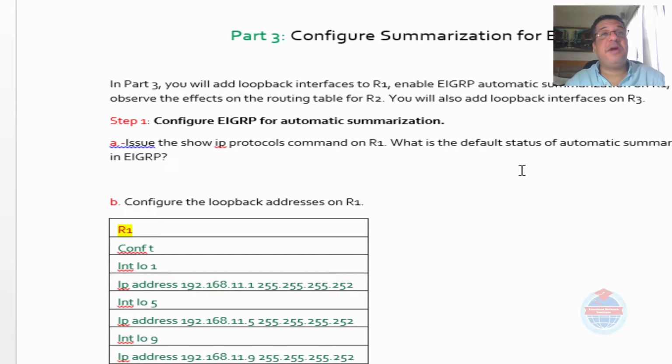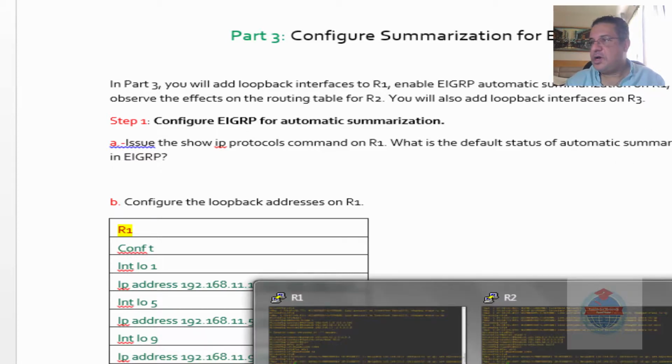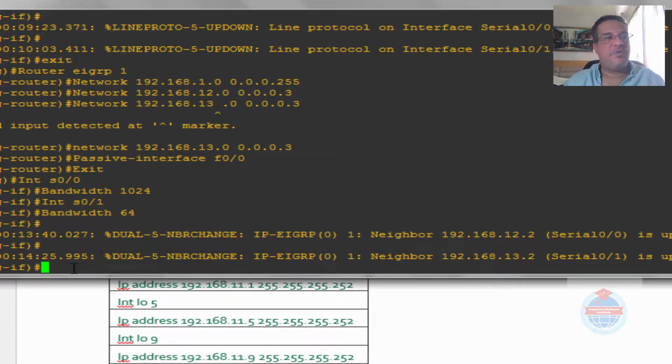Part 3, configuration summarization of EIGRP. Issue the show IP protocol command on R1. What is the default status of automatic summarization in EIGRP? To do that, we're going to issue the show IP protocol command. So give me 2 seconds, guys.